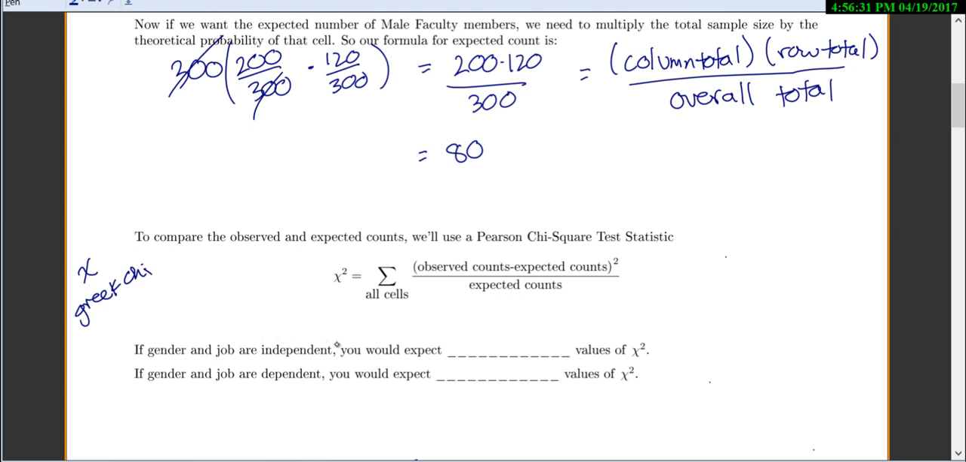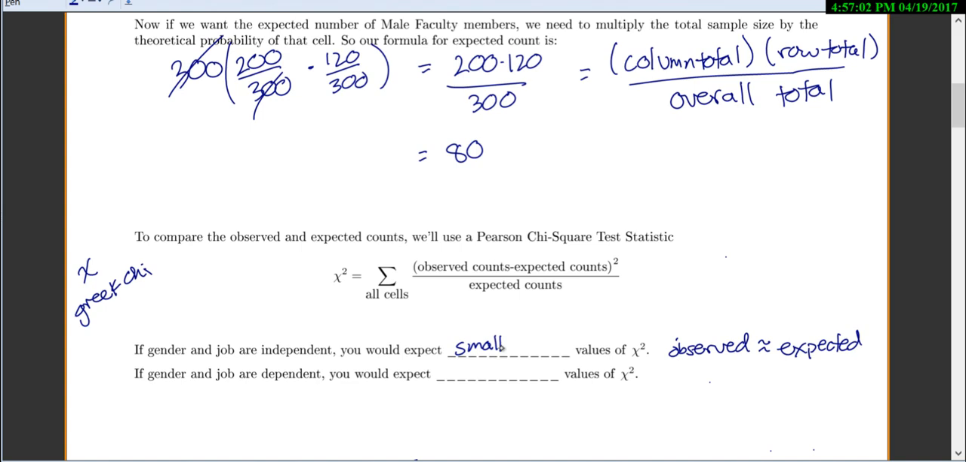Now, if gender and job are independent, what values of chi-squared would we be expecting? Well, if they're independent, we calculated all of those expected values assuming that they're independent. So if they really are, the observed and expected should be close, because all of those expecteds were calculated with the assumption of independence. We should be getting pretty small differences here, so we'd be expecting small values of chi-squared.